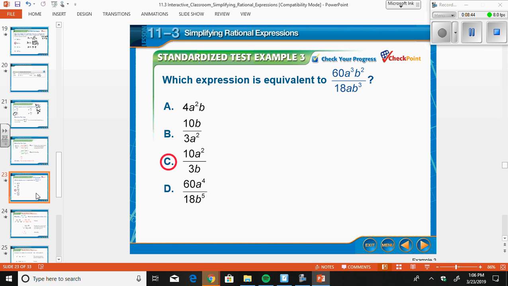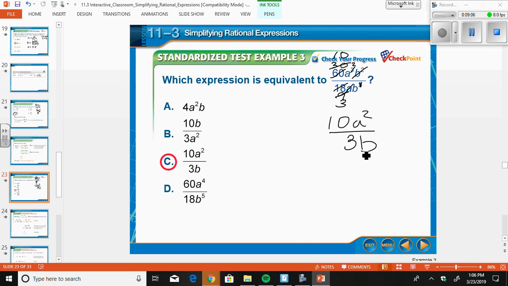What do we have in common? Well, I know that 60 is not divisible by 18, but I know they're both divisible by 2. And I know that both of these are divisible by 3, and they can't be divided anymore. I have 1 a in common, which leaves me with 2 a's on top. 2 b's in common, which leaves me with 1 b on bottom. So that's 10 a to the 2nd over 3b, which is c.